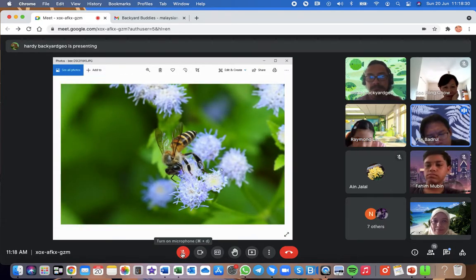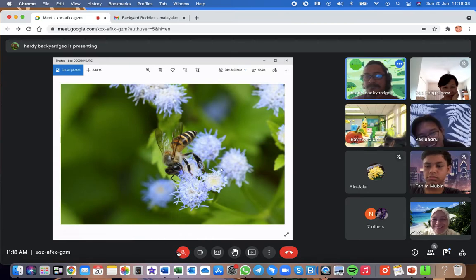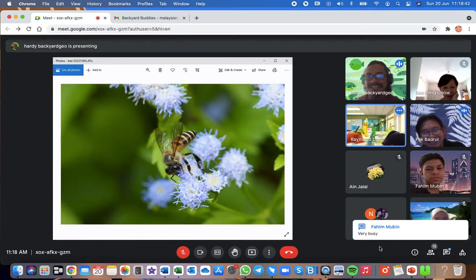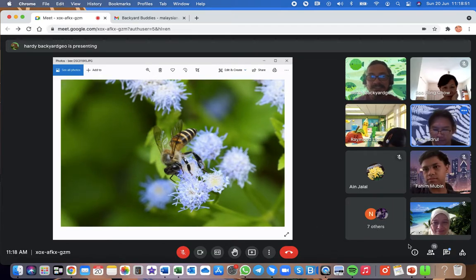Can you tell me how busy a bee is? How busy is a bee? Very busy. Extremely. So can you tell us what is the function of bees in nature actually?